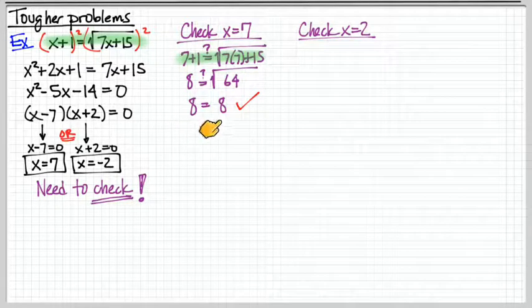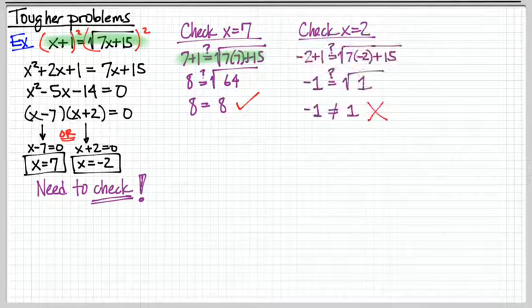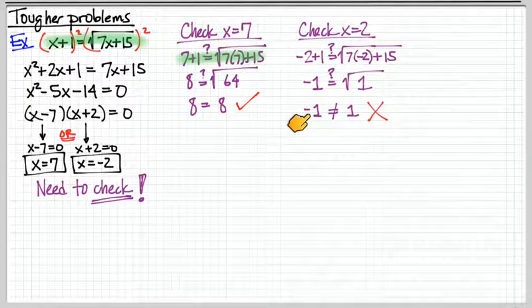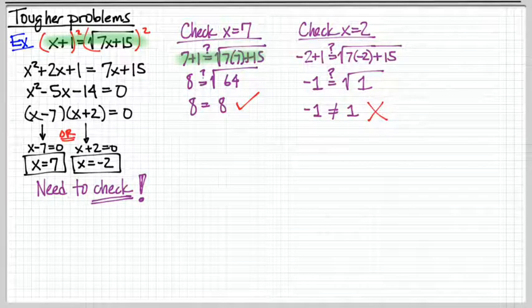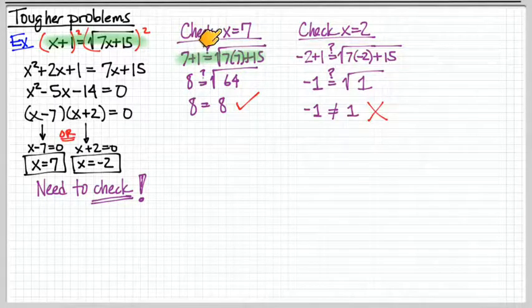It checks out okay. Now when we plug in -2, we actually find that it doesn't work, that when we plug it in we can't come to this equation. -1 is not equal to 1, so x equals -2 is not a solution. We have a single solution, x equals 7, for this equation up here.